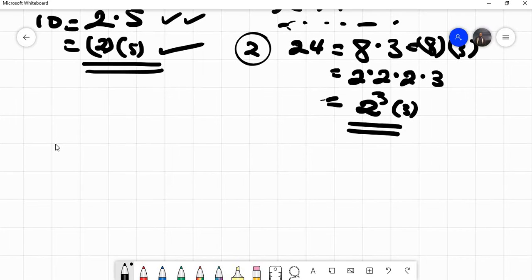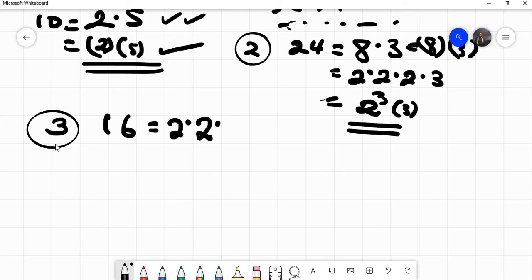Our third example, we're given 16. What are the prime factors of 16? We know 16 is 4 times 4, or 8 times 2. Then 4 we can write as 2 times 2, and the other 4 we can write as 2 times 2. So the prime factors of 16 are 2 to the power 4.